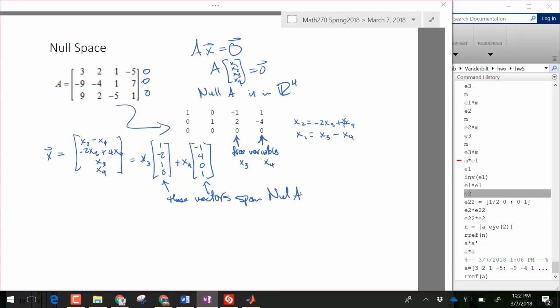So where the null space lives depends on the number of columns you have, because that's the number of variables you have in your system. In this case, we have 4 columns, so we have 4 variables. And so your null space has to have 4 variables, which means it has to live in R4.